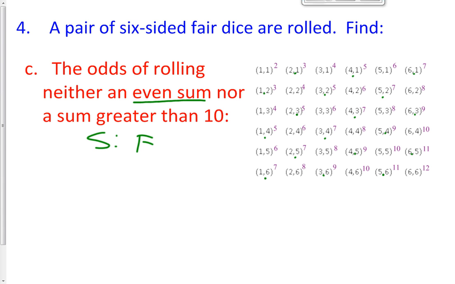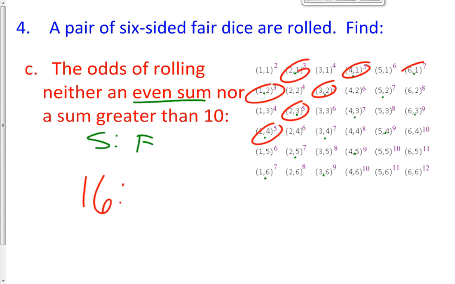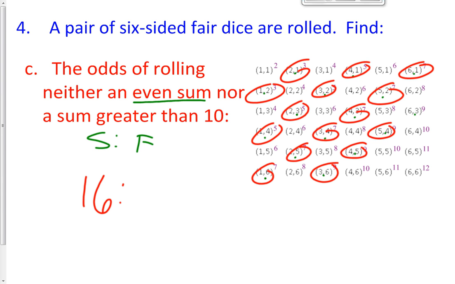However, you also do not want the ones that are greater than 10. So these two sums of 11, the 6 and 5 and the 5 and 6 right here, those would also be failures because those are greater than 10. So instead of having 18 successes, there's only 16 successes. Here, I'll count them again. 1, 2, 3, up to 16. There's 16 sums that are not even and that are also 10 or less.